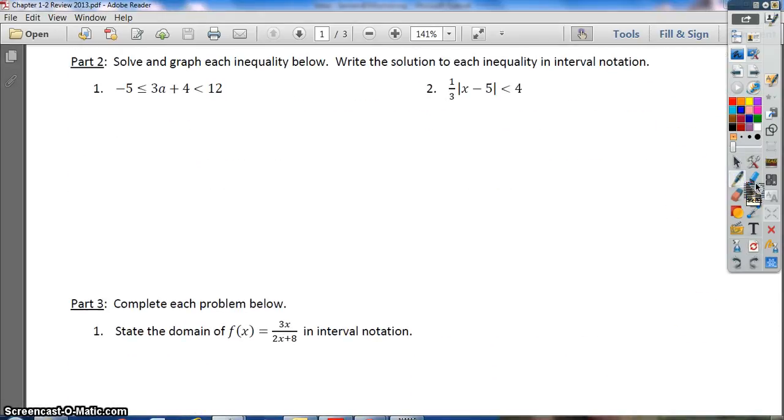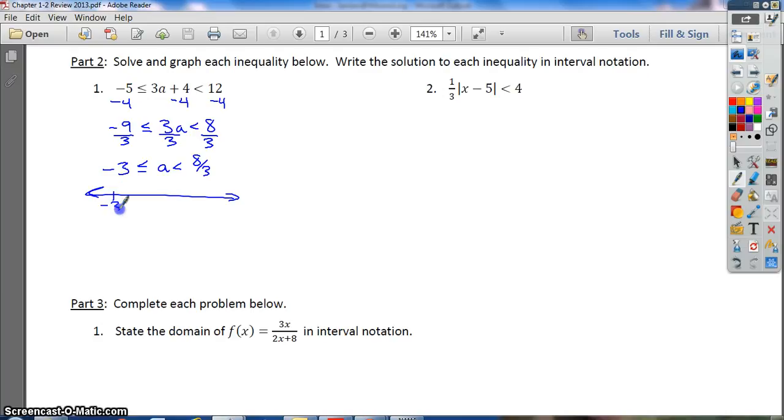Notice I got interval notation at the end. But let's just start here. I'm going to subtract 4 from all 3 of my columns. This is negative 9 is less than or equal to 3a, which is less than 8. Divide everything by 3. Negative 3 is less than or equal to a, which is less than 8/3. Now, as far as your number line goes, here's negative 3, here would be 0, here would be 2, here would be 3. Close circle at negative 3, open circle at 8/3, a is between.